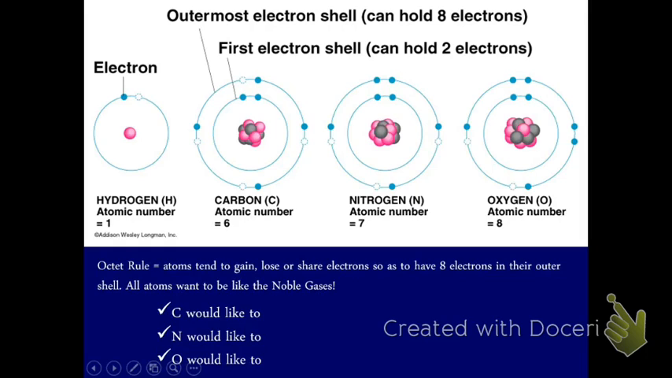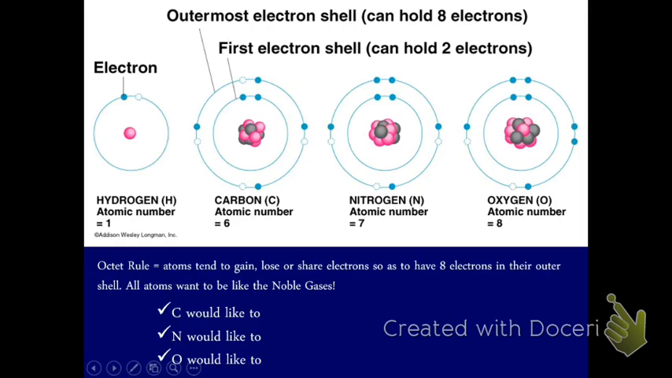The octet rule tells us that atoms tend to gain, lose, or share electrons so they have a total of 8 in their outer shell. All atoms want to be like the noble gases and have full outer shells. So if carbon has 4 valence electrons, because it's in column IV, how many more does it need? Nitrogen, column V, has 5, so it would like to have how many more? And oxygen, in column VI, has 6, so it needs how many more?